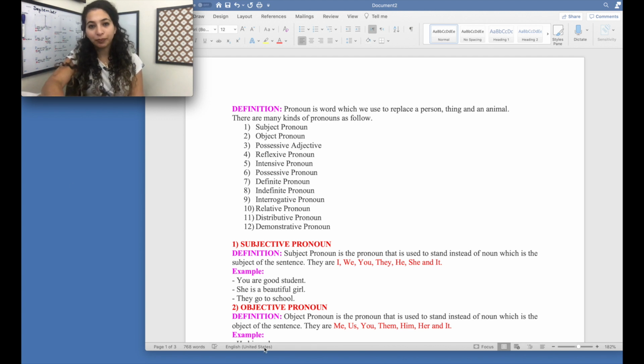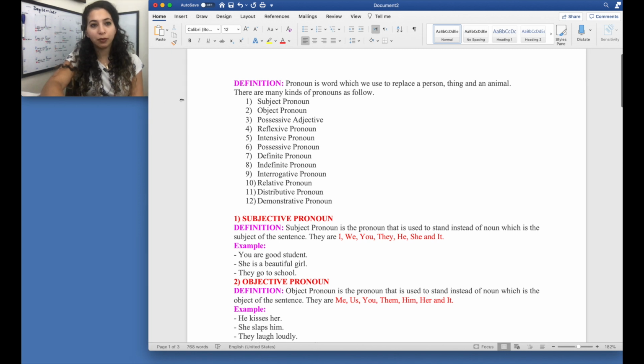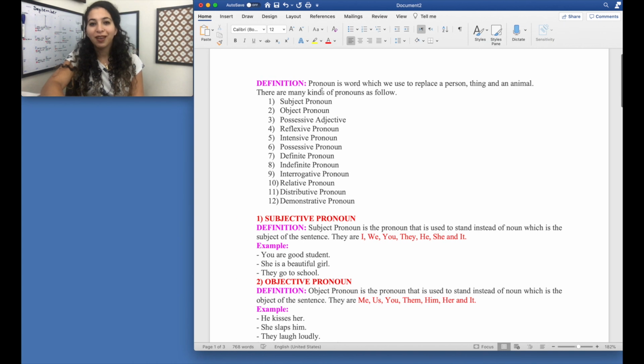A pronoun, as we say here in this definition, is a word which is used to replace a noun, which is a person, a place, or a thing, right? It could be a thing, it could be an animal, it could be a person, it could be a place, and there are different kinds of pronouns, or the pronouns change depending on where they are in the sentence, because sometimes you have different nouns in the sentence.